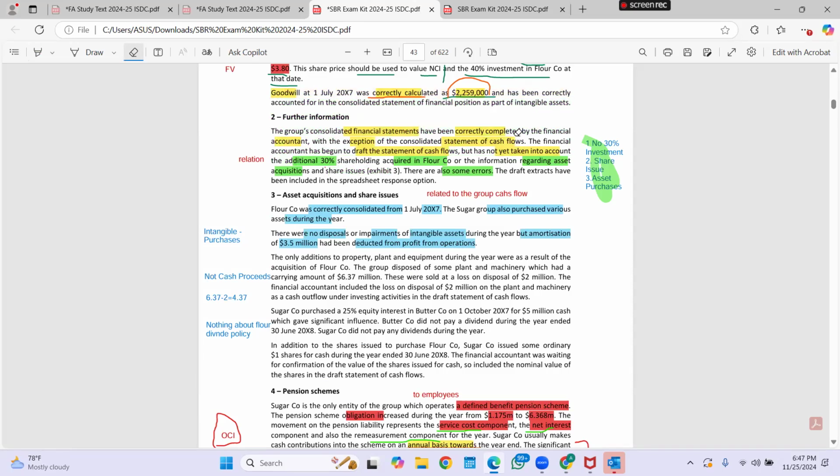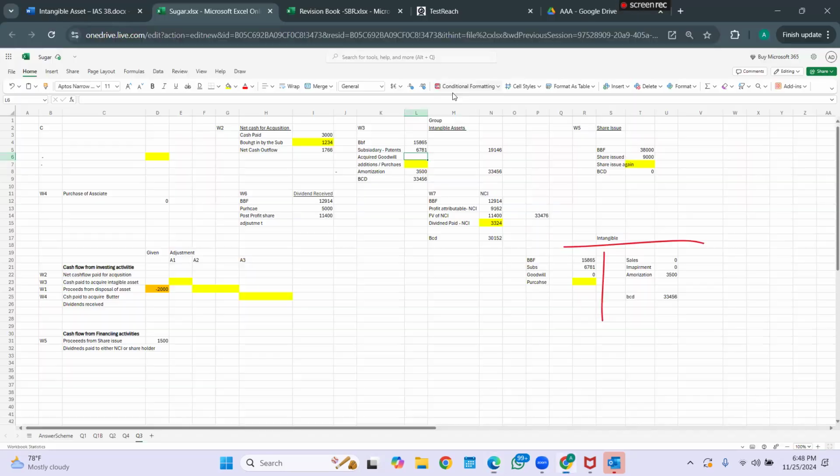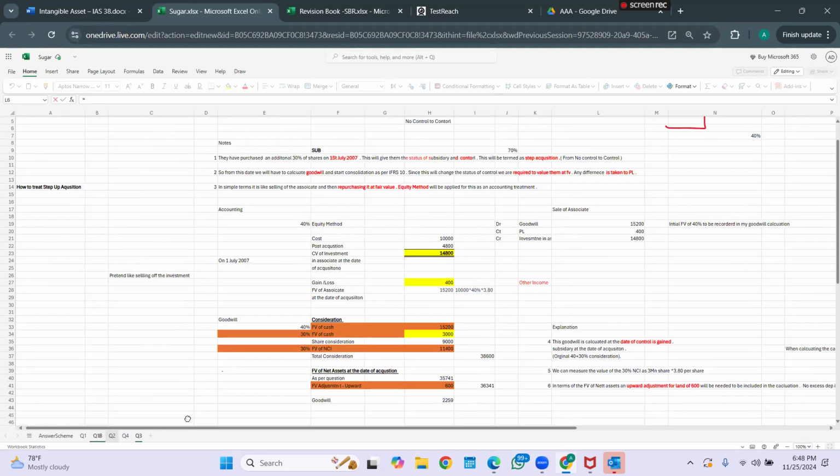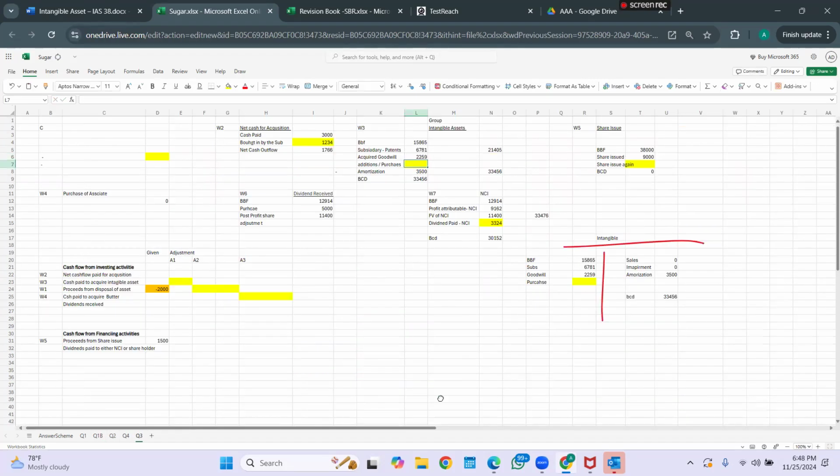Do you all remember goodwill? When we got that 70% after buying the 30%, we got a 70% total shareholding and there was a goodwill calculated. Goodwill is also part of your intangible assets, so that also needs to be included. How much was the correctly calculated goodwill? 2,259. Let me link it up. The correct goodwill was 2,259.